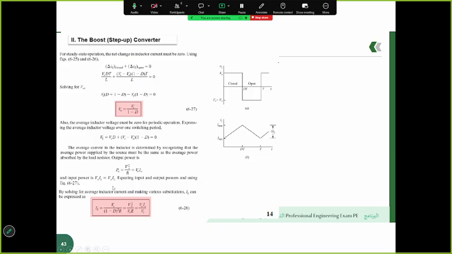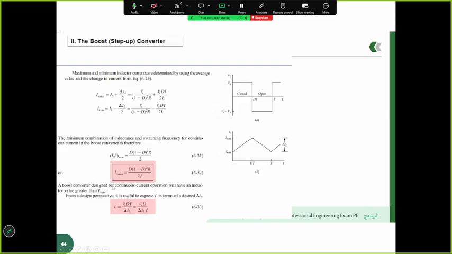Okay, this slide continues the analysis of the boost step-up converter and focuses on determining the maximum and minimum inductor currents and the minimum required inductor size for continuous operation.